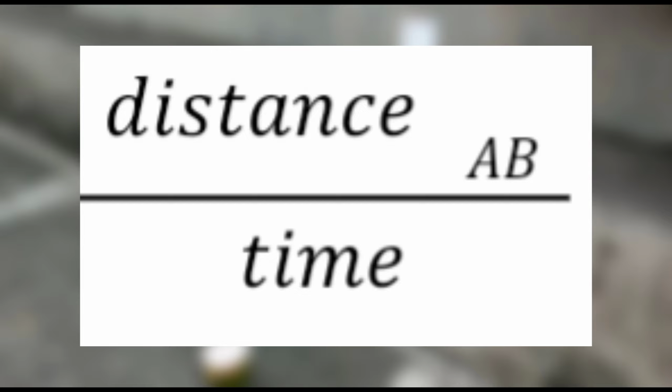We then calculated the horizontal speed by using the formula distance AB over time, which is 105.26 centimeters per second, or 1.0526 meters per second.